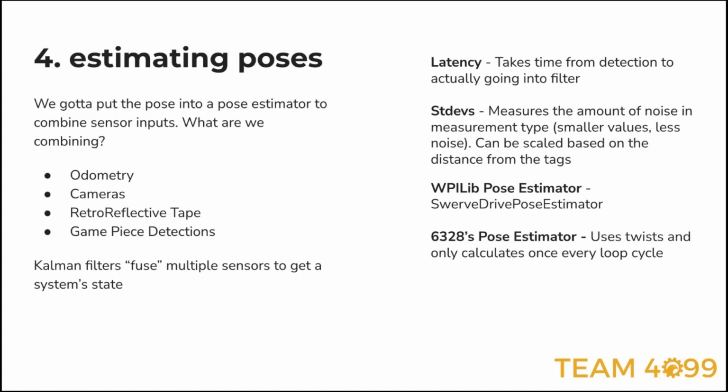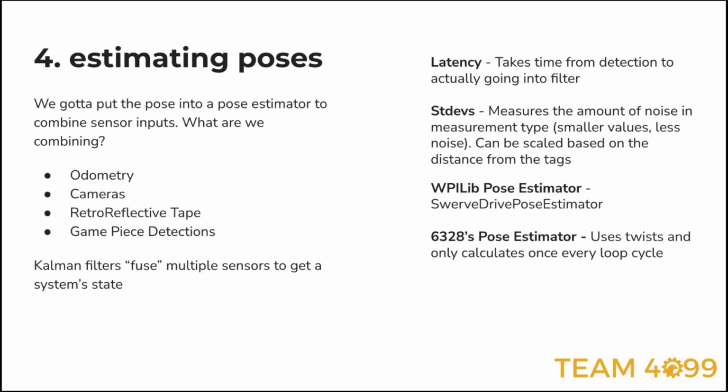When we're estimating poses, we have a bunch of different sources of data that we have to put together, stuff like our odometry, our different camera detections, retroreflective tape, as well as game piece detections. A Kalman filter is able to take different types of sensor inputs in order to get one system state, which in this case is your final robot pose.